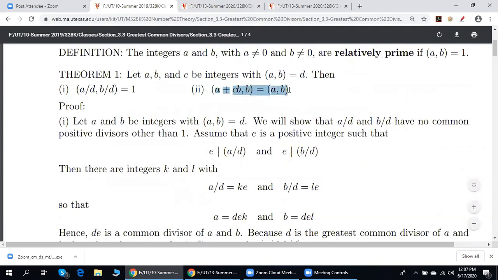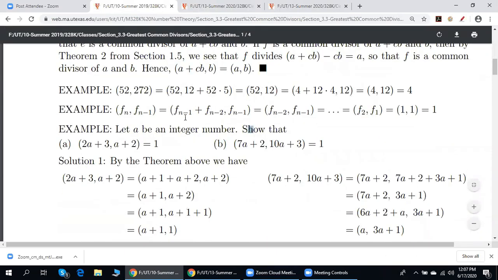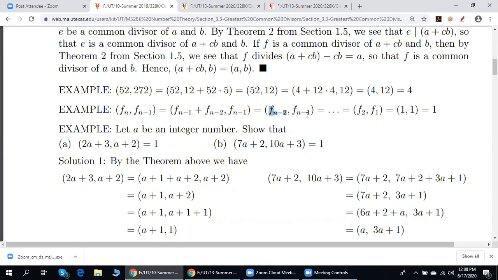By this formula, we can cancel out f_{n-1}. Done. And so on. Conclusion: the greatest common divisor of these two numbers is equal to the greatest common divisor of f2, f1. But f2 is 1, f1 is 1, the greatest common divisor of 1 and 1 is 1.